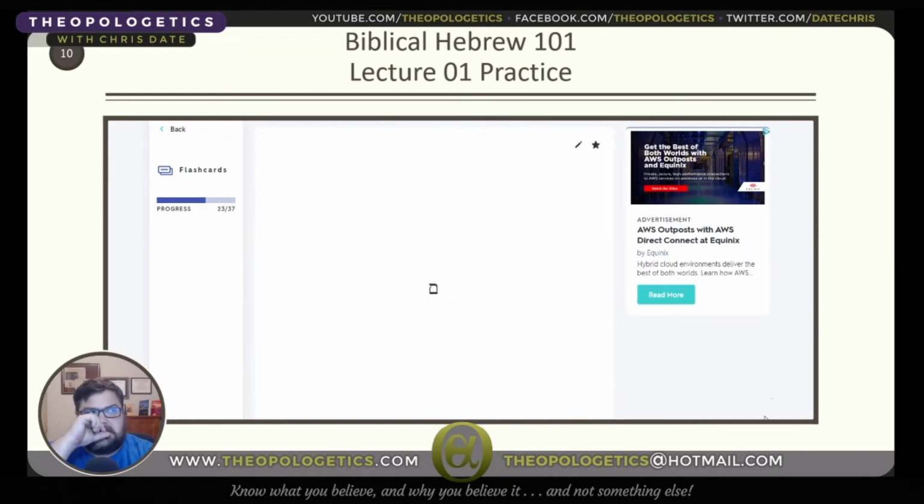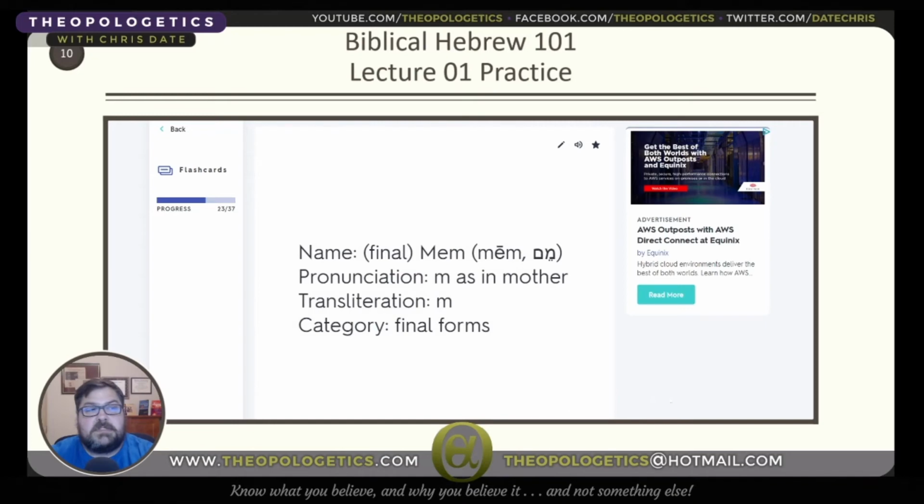Next up. This is the Hebrew letter mem. Mem, or mem, if you're saying it really fast. It makes the sound of M in mother. It is transliterated using an M, whether it's in its medial form or its final form, as it is here. And this is in the category of letters that take final forms.